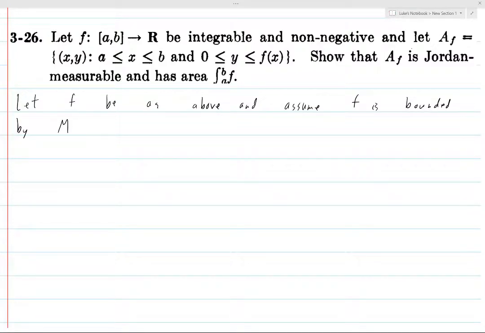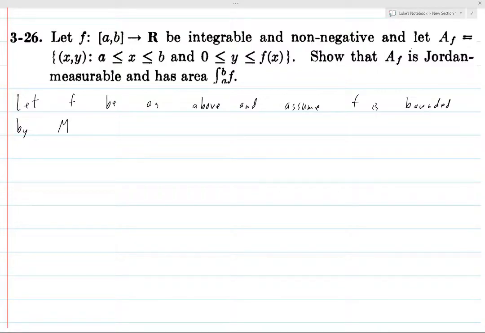but you won't be able to do it using Jordan measurable sets. And this is something I sort of checked. I looked online to see if I could find other solutions to this exercise, and none of them mentioned boundedness of f at all.